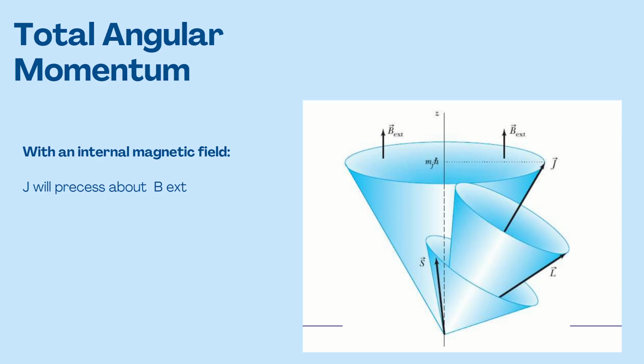Total angular momentum. If there is an external magnetic field, J will precess about B external. If there is an external magnetic field B present, then J precesses about the direction of B while L and S continue precessing about J. The precession of J about B is what gives rise to the anomalous Zeeman effect, as said earlier, since different orientations of J involve slightly different energies in the presence of B.